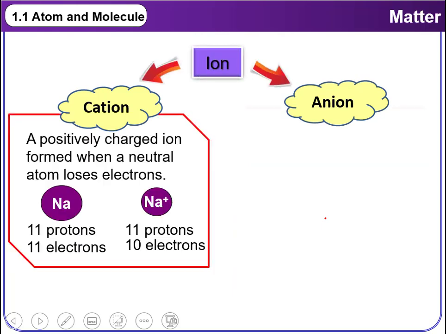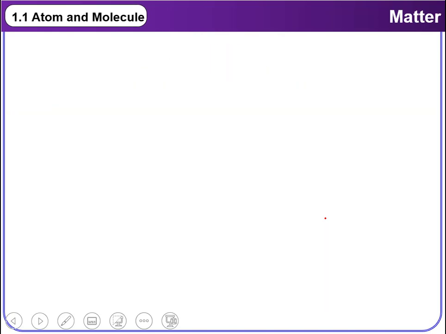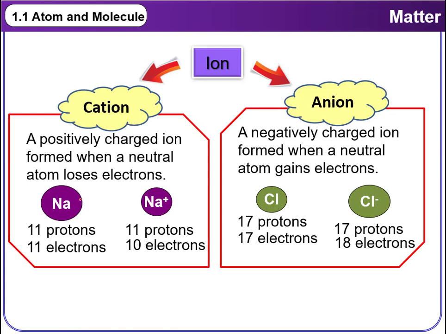How about cation and anion? So cation is formed when a neutral atom loses electrons, such as this sodium atom lost one electron to form sodium plus ion, while anion is formed when a neutral atom gains one electron. For this example, we have chlorine atom gain one electron to form chloride ion.